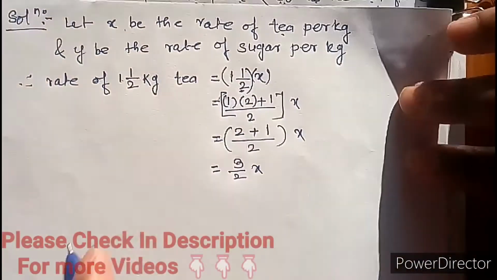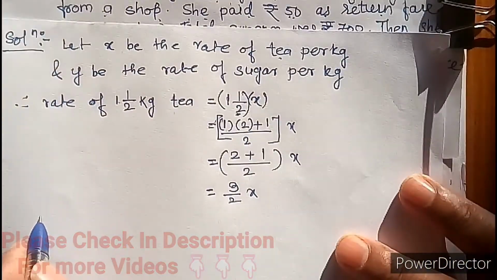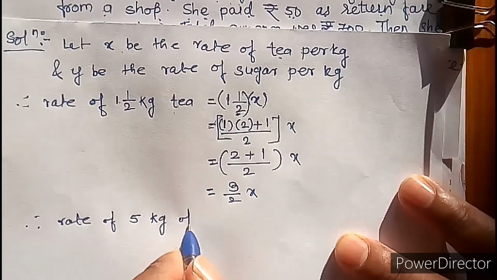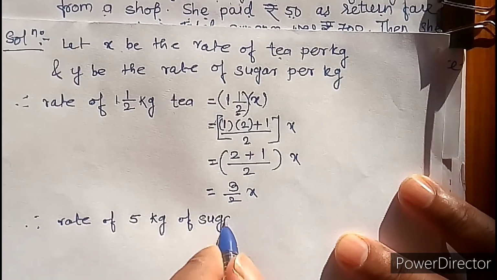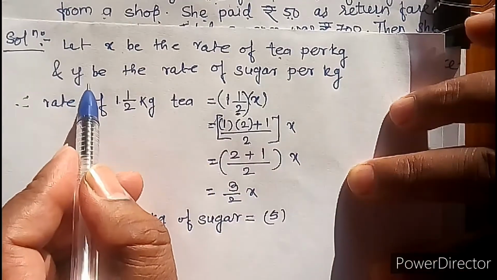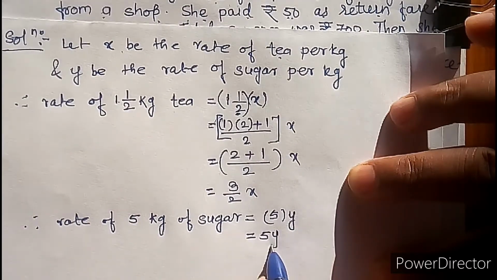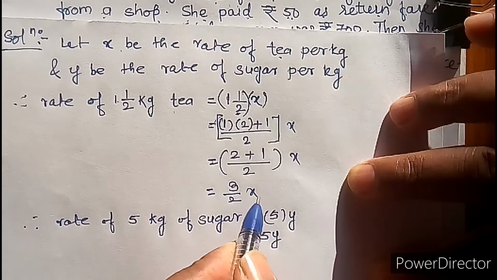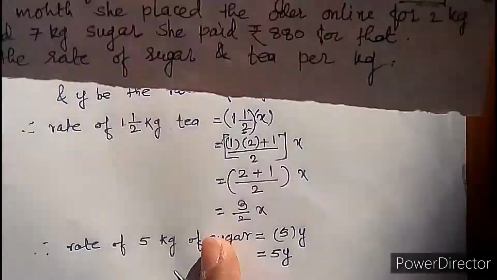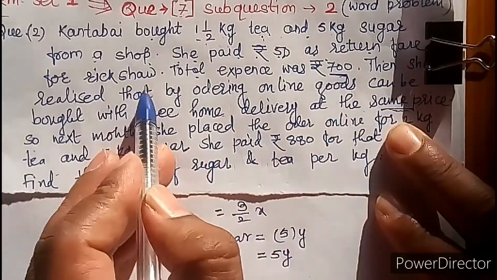Now here for per kg of sugar is y. She bought 5 kg of sugar, therefore the rate of 5 kg of sugar will be equal to 5 into, for per kg the rate of sugar is y, we assume, therefore multiply 5 by y, it becomes 5y. Now we get the rate of tea, that is 3 by 2 x, and the rate of 5 kg of sugar, that is 5y. Now here she paid 50 as return fare for rickshaw.